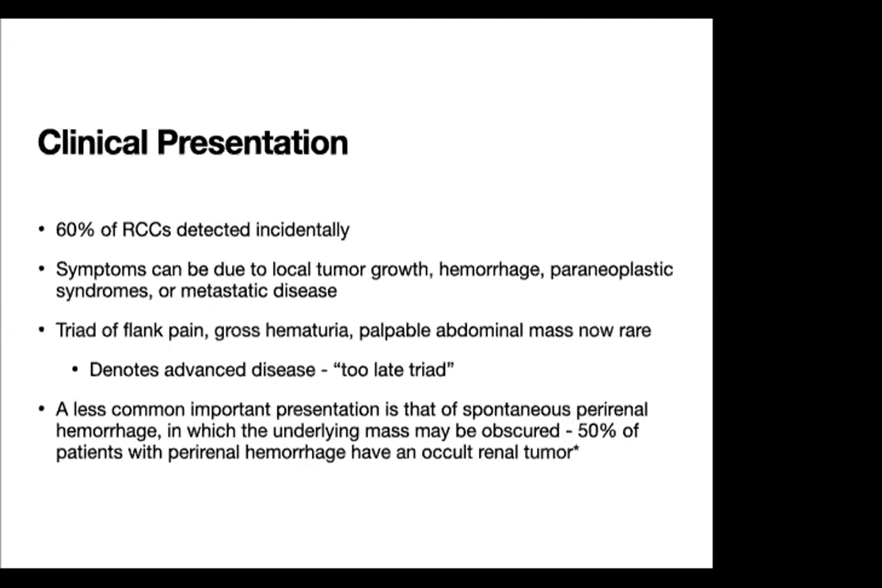A less common important presentation is that of spontaneous perirenal hemorrhage in which the underlying mass may be obscured. 50% of patients with perirenal hemorrhage have an occult renal tumor, which are more often your AMLs or your RCCs.